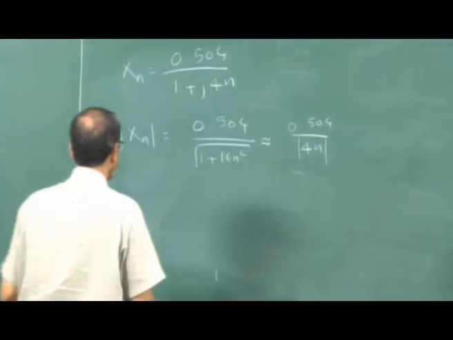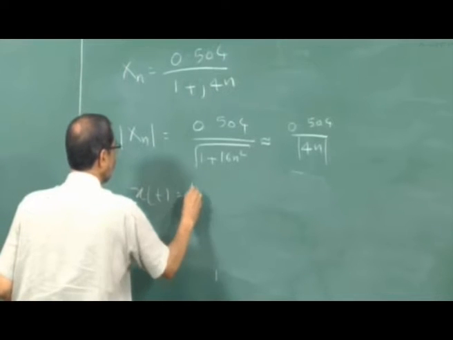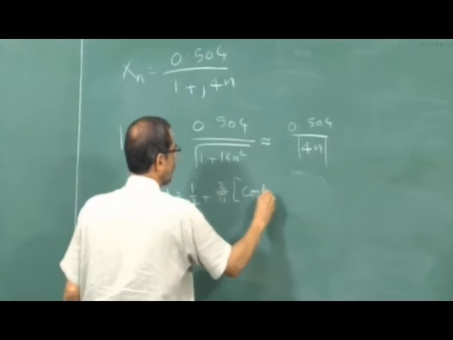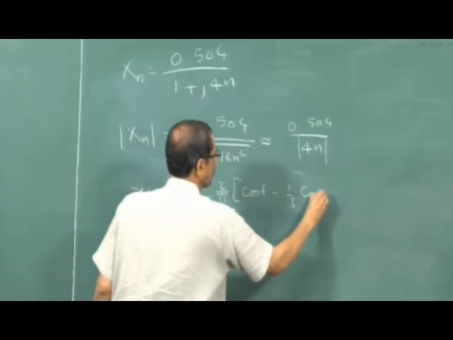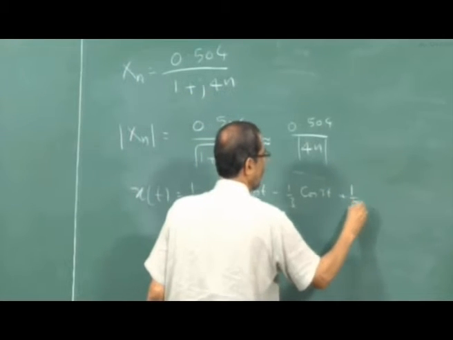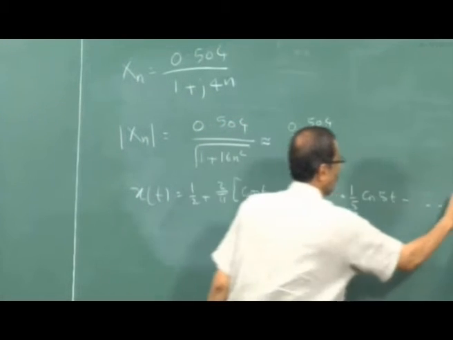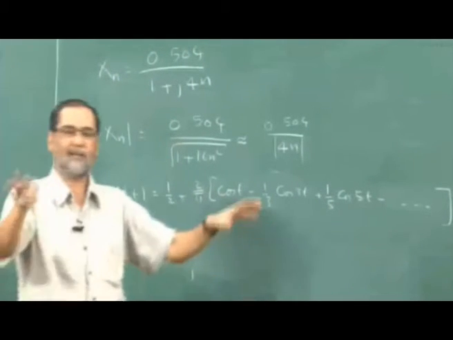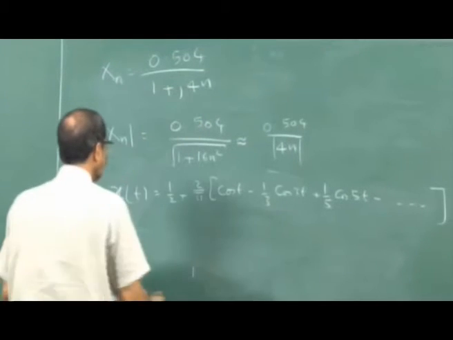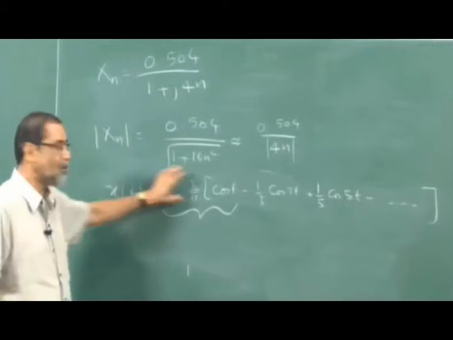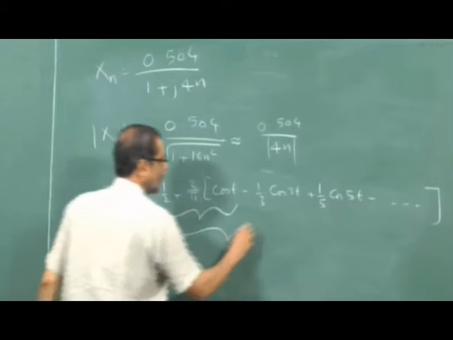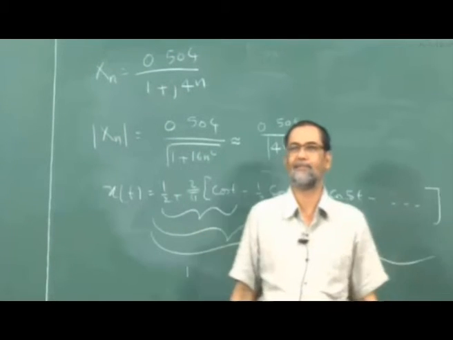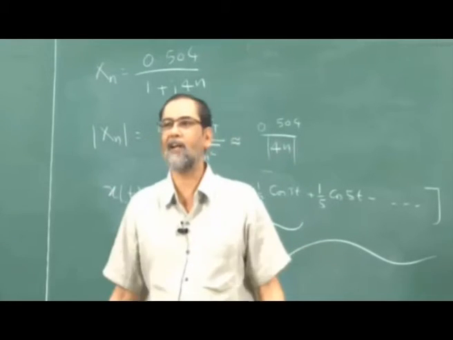So in this case, I had x of t equal to half plus 2 by pi into cosine t minus 1/3 cosine 3t plus 1 by 5 cosine 5t and so on. So let us take this infinite series. On the left hand side I have x of t given by the rectangular signal. Suppose I take only the first two terms, will the left hand side be equal to the right hand side? If I take one more term, what happens? If I take 20 terms, what happens? If I take 50 terms, if I take 100 terms, what happens?